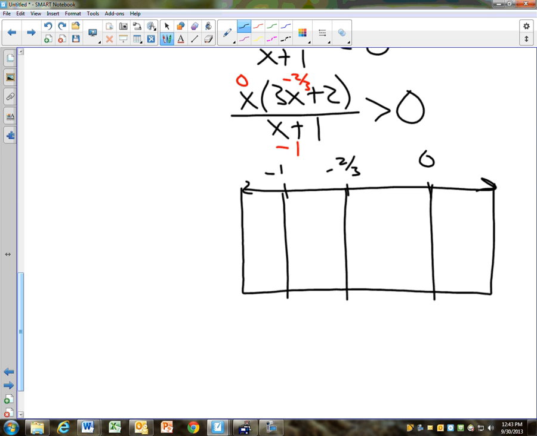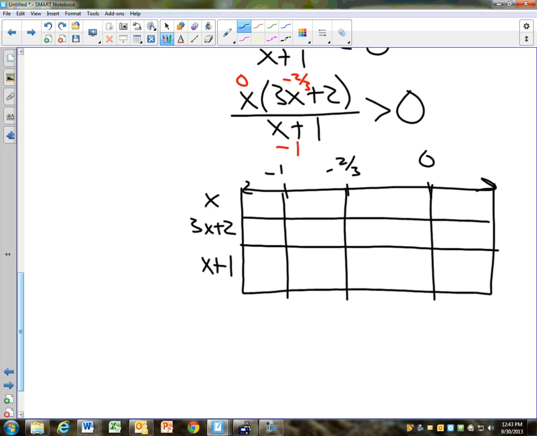How many factors are there? Three: 1, 2, and 3. X, 3x plus 2, x plus 1. What number to the left of negative 1 do you want to plug in? Negative 2. Negative 1 and negative 0.66666.